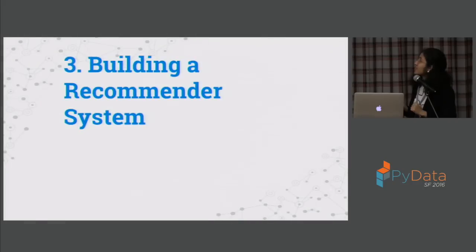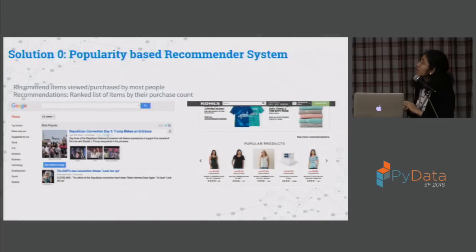Okay. So now we can move on to building a recommender system. We'll start with the very simplest solution, called a popularity-based recommender system. Let's first consider this example that we all see when we read news daily. On Google News, we see a list of the most popular news. And when you go to some clothing stores, say Kohl's, it might list its popular products.